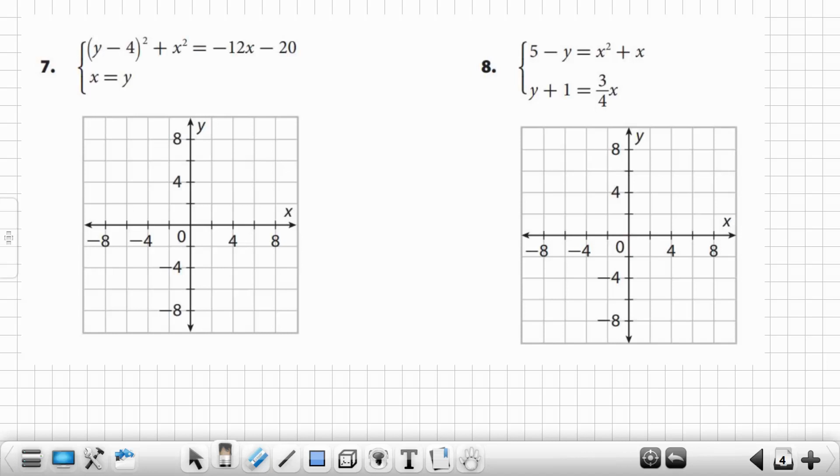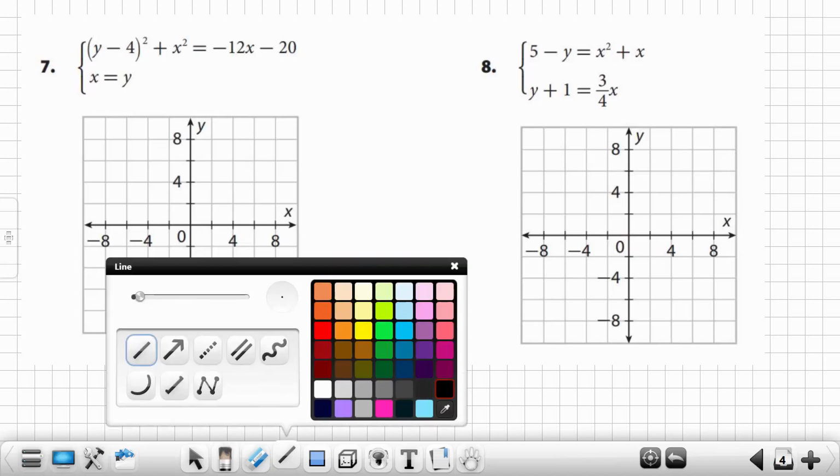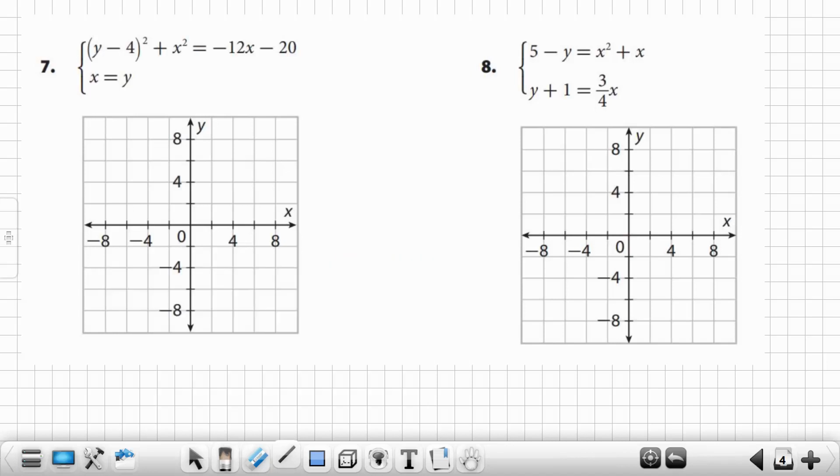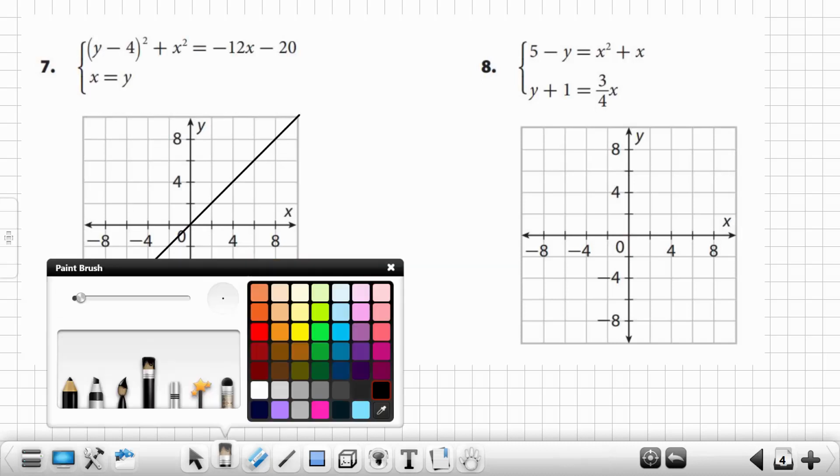Okay, wow, this one, 7's a complicated one. This is one where, I mean, we can do it, and I know you guys can do it, but how much time do we want to spend on it? Now, the line is really easy. The line is x equals y. So x equals y is simply the diagonal line cutting through our entire quadrant. There we go.